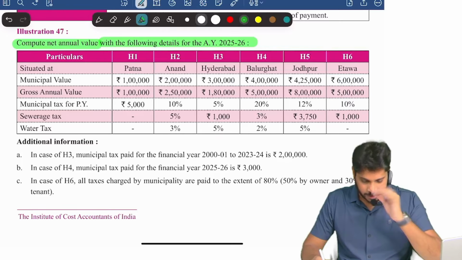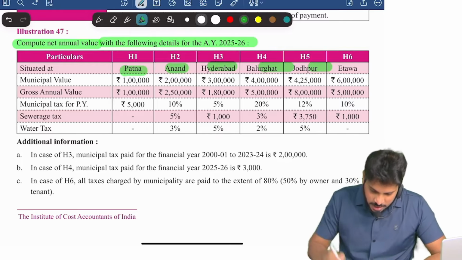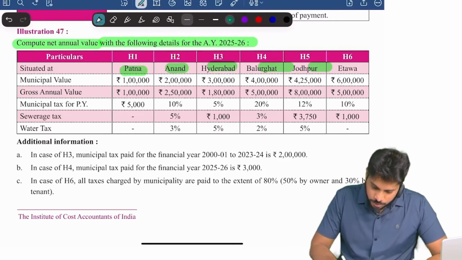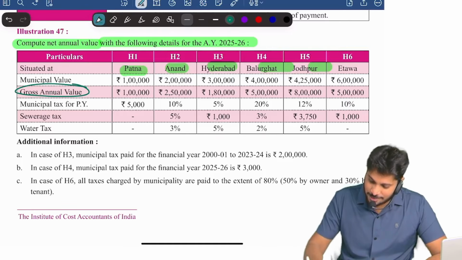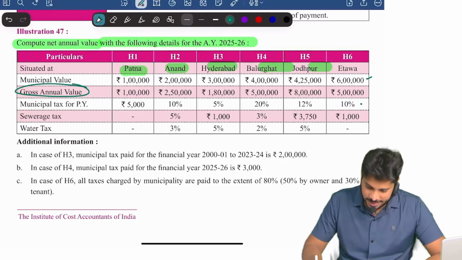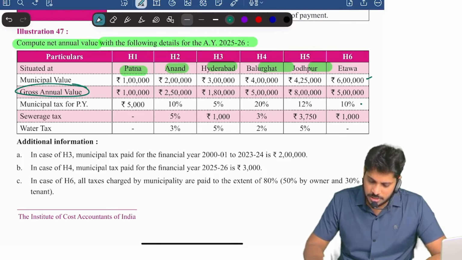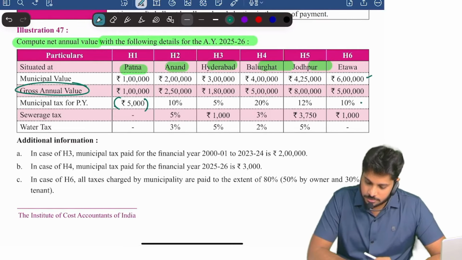Assessment year 25, 26. Okay. Location irrelevant. Now municipal value. They gave gross annual values directly. We don't even have to worry about municipal value. Maybe for municipal value we need to look for property tax, how much it is paid. Are you clear? Next. So gross annual value they gave already, minus municipal taxes paid for the previous year. This is 5,000. Yes or no?